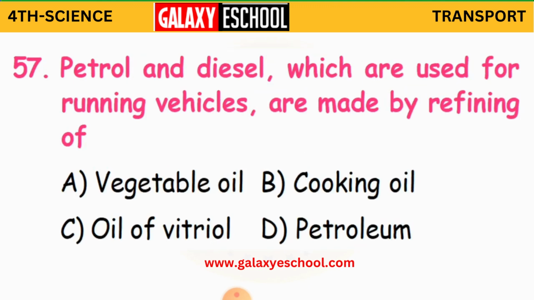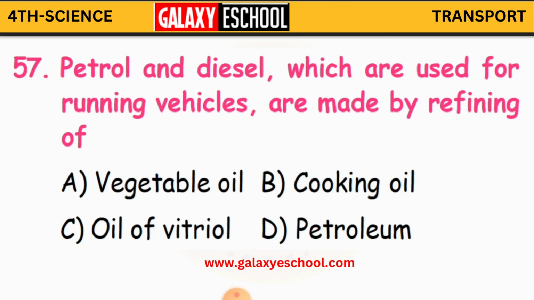And petrol and diesel which are used for running vehicles are made by refining of. What do we use for running our vehicles, like your motorcycles, scooters, cars, every vehicle? We use petrol and diesel. So these are made by refining of.